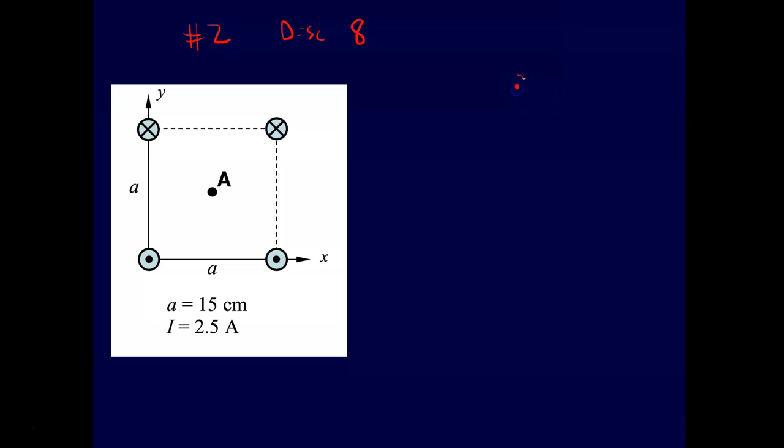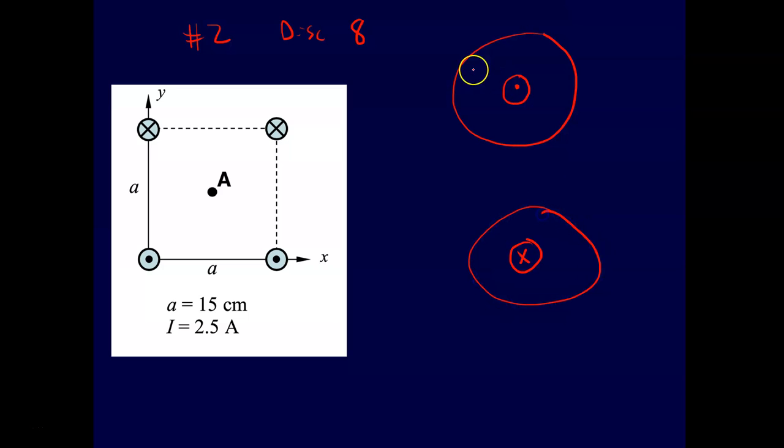So the view we have right here, we've got two kinds of wires. There's this one where the current is coming out at you, and there's this one where the current is going into the page. And so we know that in this case, the magnetic field will go in circles, and it's basically going to be either clockwise or counterclockwise.